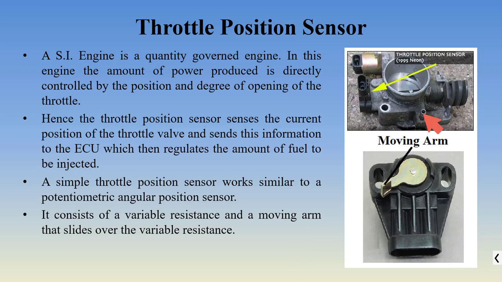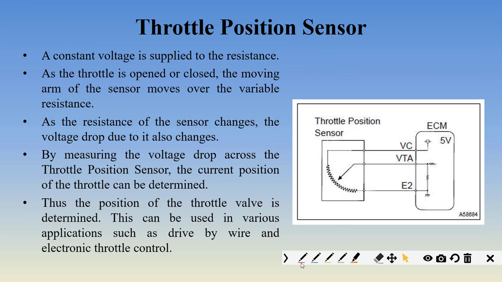So in case of a throttle position sensor, see, this is your throttle plate. This is a throttle position sensor. There is a moving arm inside the throttle position sensor. This moving arm will be somewhere over here. As the throttle moves, this arm moves like this, clockwise, anti-clockwise. Okay, as the throttle moves, this arm will move like this, and based on the movement of this arm, what happens? This arm is moving like this and this.